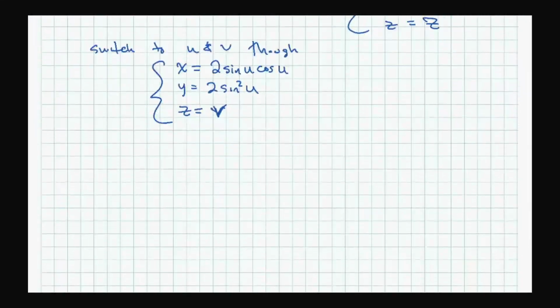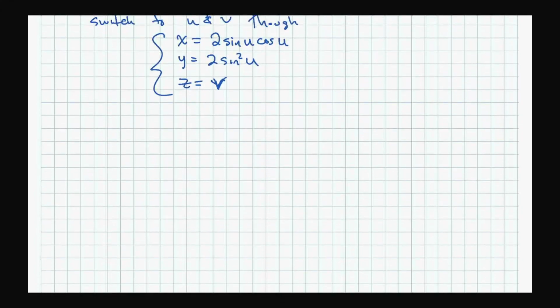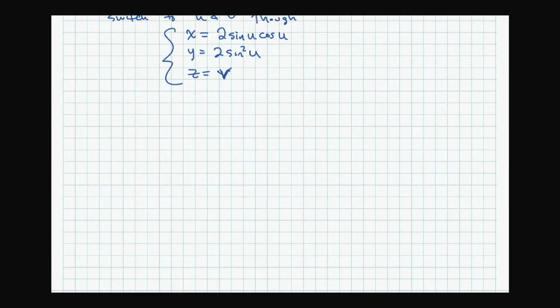Okay, so this is fine for right now. Let's just say we're stopping here and we're going to go to the next step, which is going to be to calculate the TU and the TV. Okay, so you would calculate this however you want. TU is going to be the derivative of everything with respect to u.